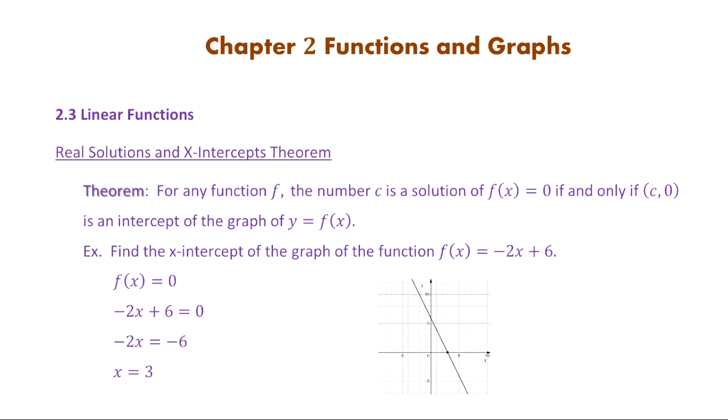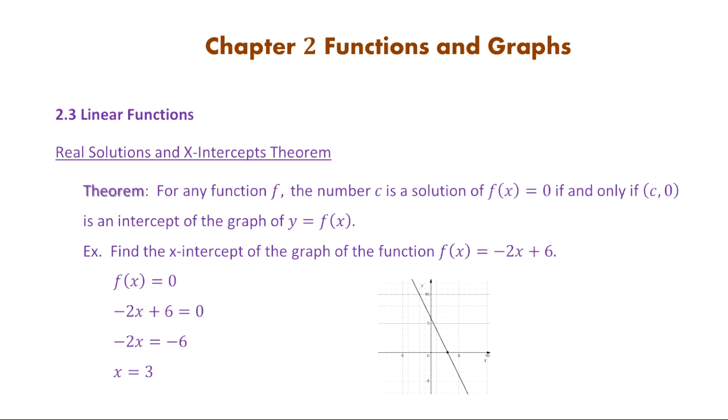So the theorem essentially tells us how to find the x-intercept. Basically, to find the x-intercept, you just set the function equal to 0 and solve it. That's the whole thing about this theorem. For example, if you want to find the x-intercept of the graph of the function f(x) equals negative 2x plus 6, you just set f(x) equal to 0 and solve for x.